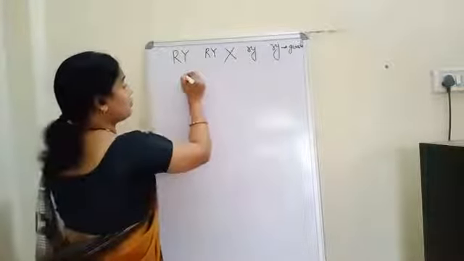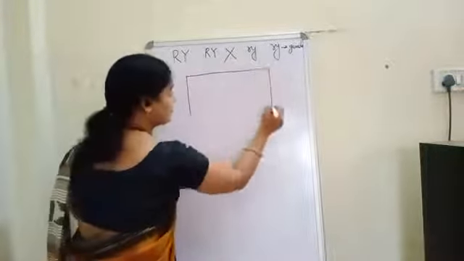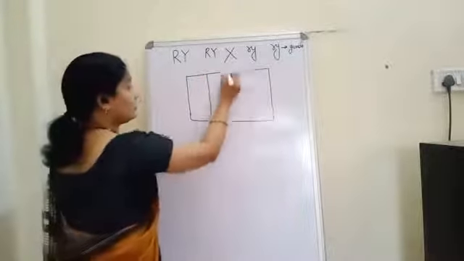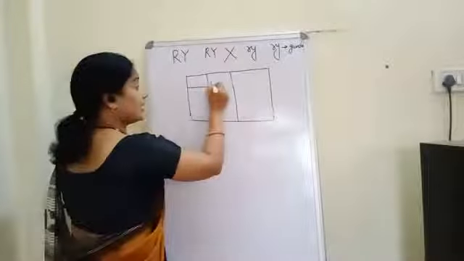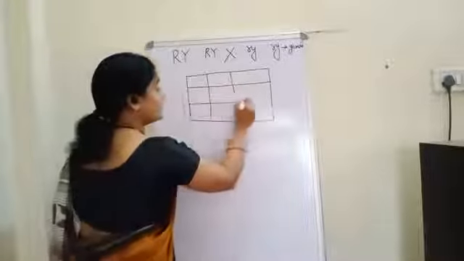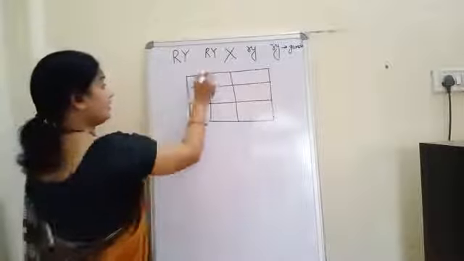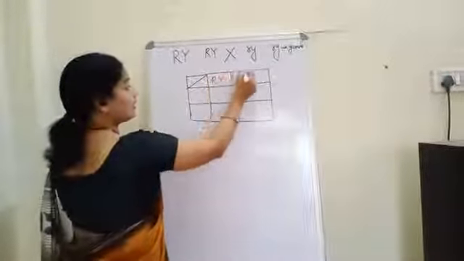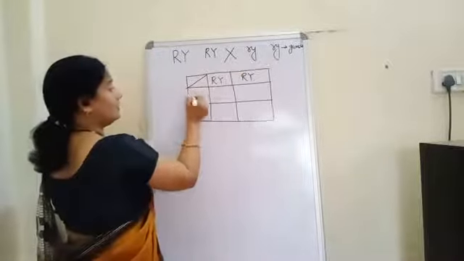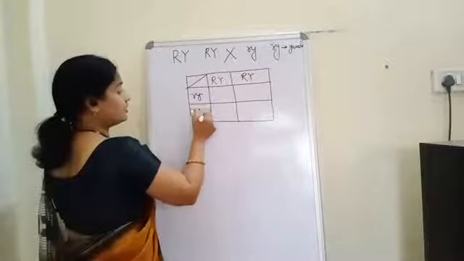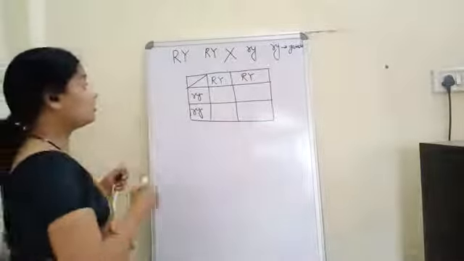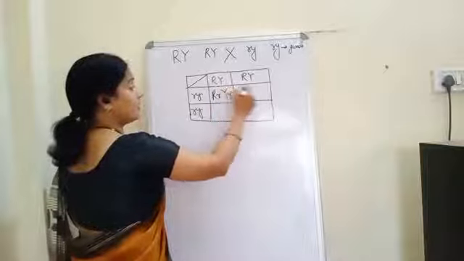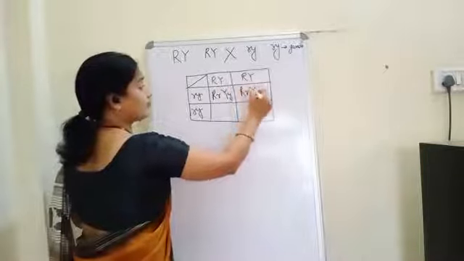Now I will show by making a checker box. What will be the result? Once again the same that we all had studied earlier. Male and female: capital R, capital Y, capital R, capital Y, small r, small y, small r, small y. Now make the cross: R, R, Y, Y, R, R, Y, Y.